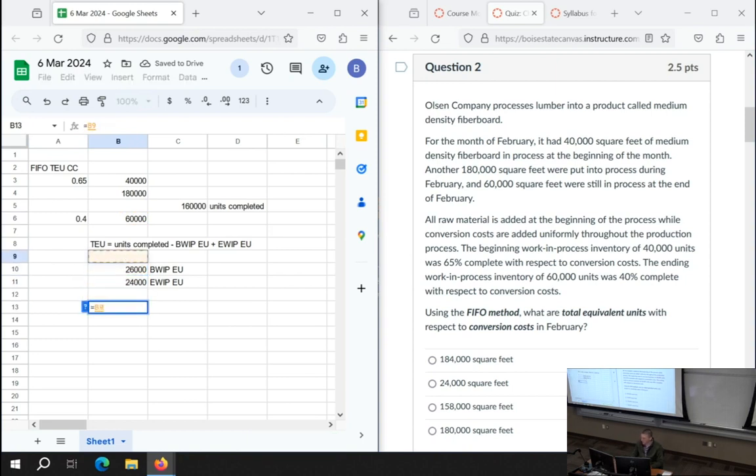And we can calculate TEU like this: units completed minus beginning WIP plus ending WIP. This is TEU for conversion costs under FIFO. So that's the extent of the question there.